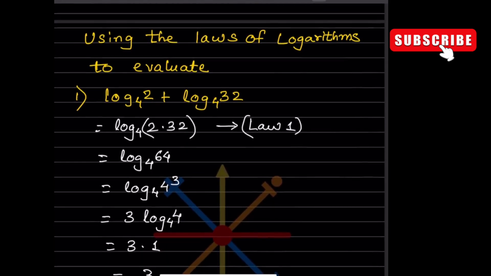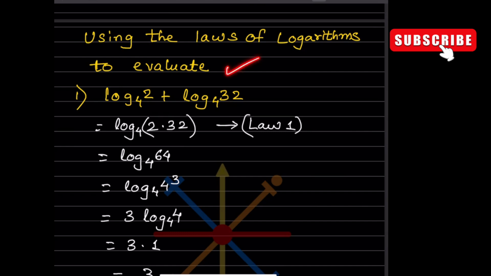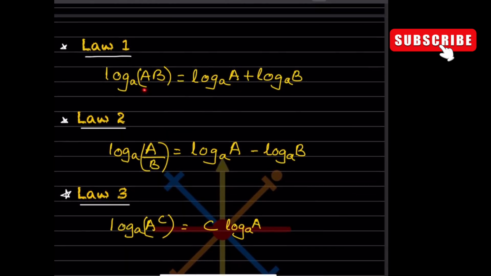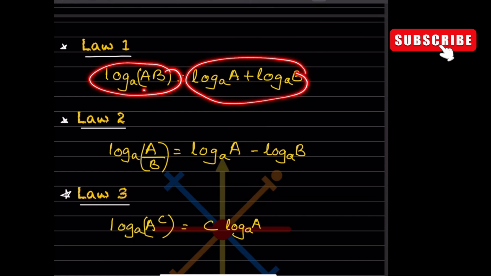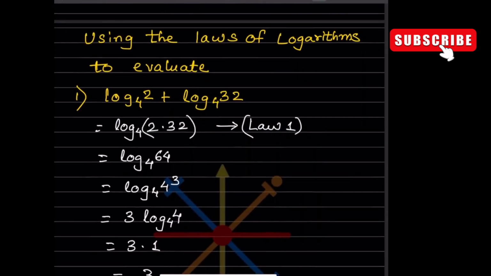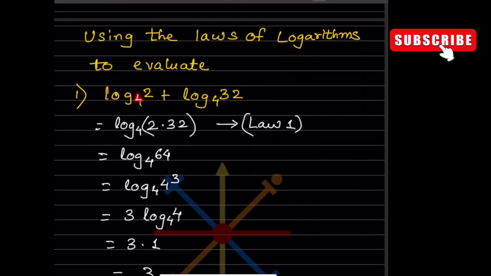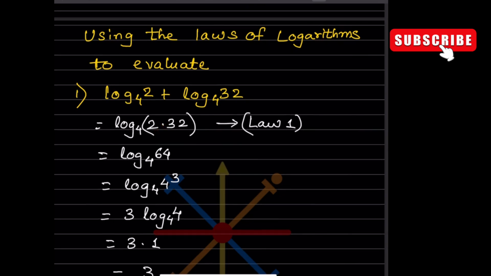So using the laws of logarithms to evaluate, how are you going to do it here? Log of 2 to the base 4 plus log of 32 to the base 4. So now what we can do here, this is actually addition. You can see the first law, this multiplication becomes addition here. So we can go in the reverse order. Because the base is the same for this one, we'll multiply this into this one. So 2 dot means that is a multiplication, not the decimal. So we can also write a multiplication: 2 into 32 to the base 4. So this is the law 1.